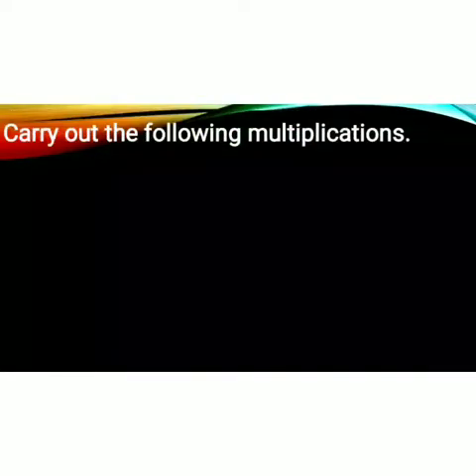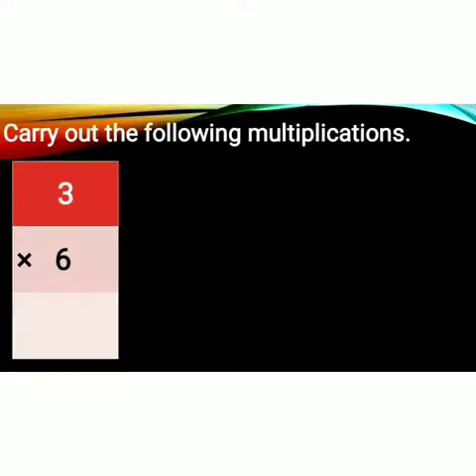Carry out the following multiplications. Now children, here we have some examples and we have to carry out the following multiplications correctly. How are you going to solve this? Yes, the first example is 3 multiplied by 6. Now you have to say tables. You have to say the table of 6 till 3. 6 ones are 6, 6 twos are 12, 6 threes are 18. The answer is 18.